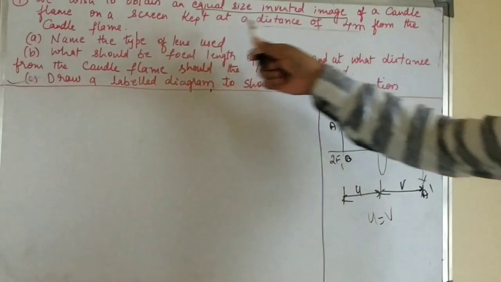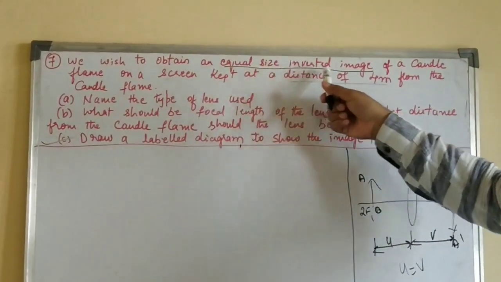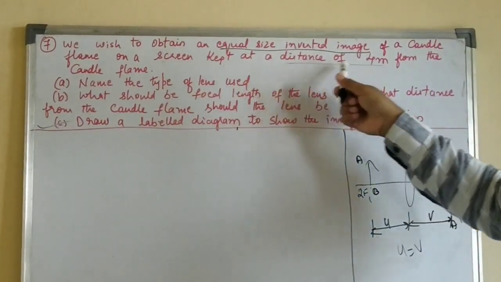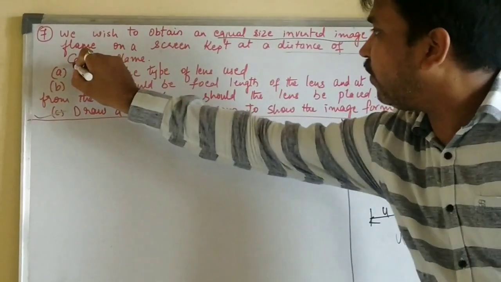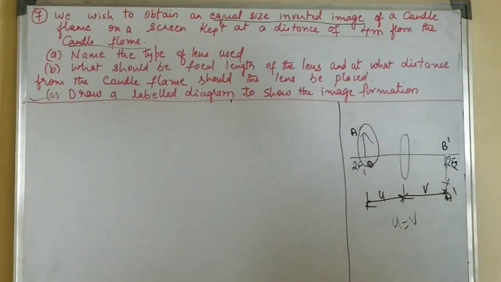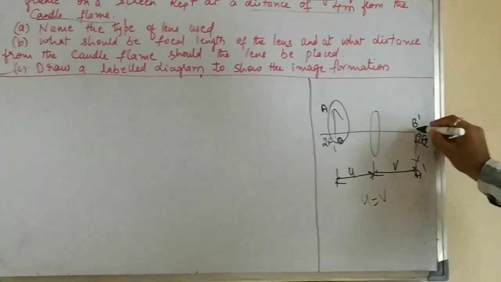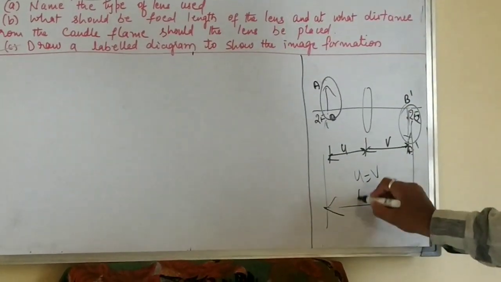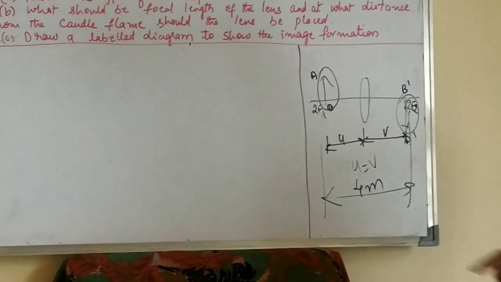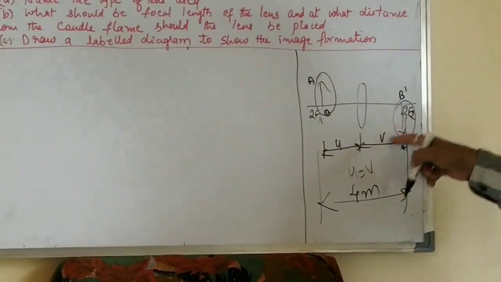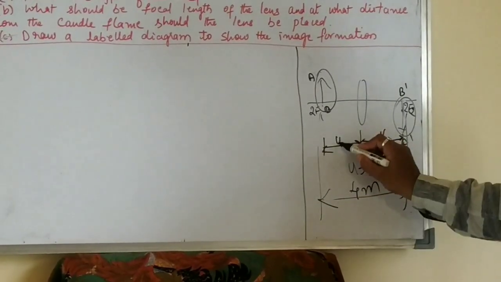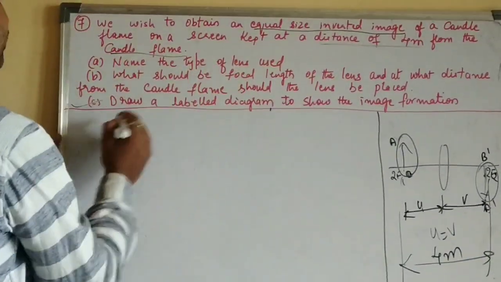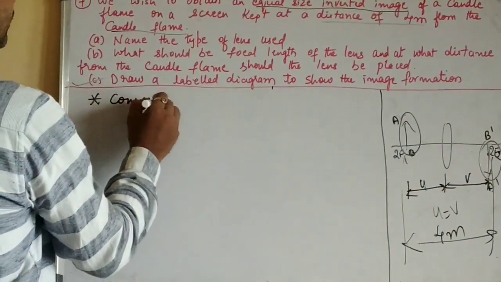But see here, we wish to obtain equal size inverted image of a candle flame on a screen kept at a distance of 4 meter from the candle flame. Means this is the candle flame. Okay, now this is the screen. From the candle flame to the screen is 4 meter. Okay, from object to the image is 4 meter, which means u plus v is equal to 4 meter now. Okay, what is given here? Now the name of the lens means it is convex lens.